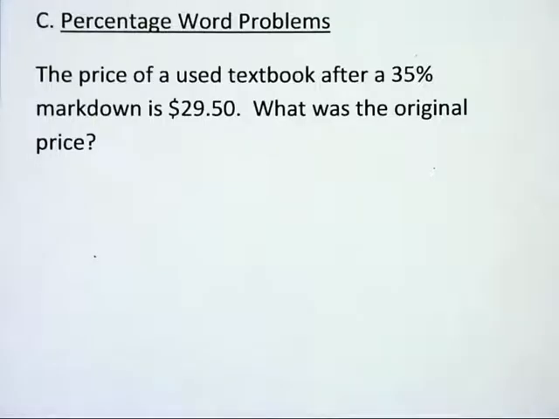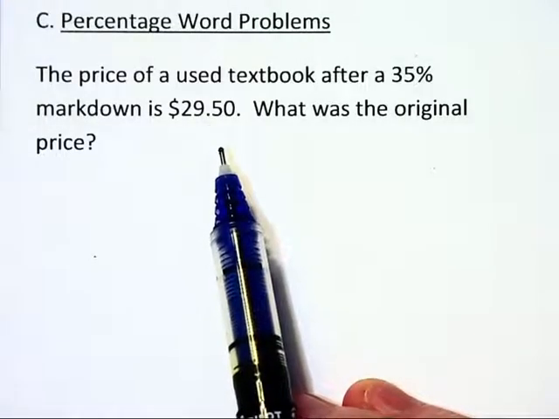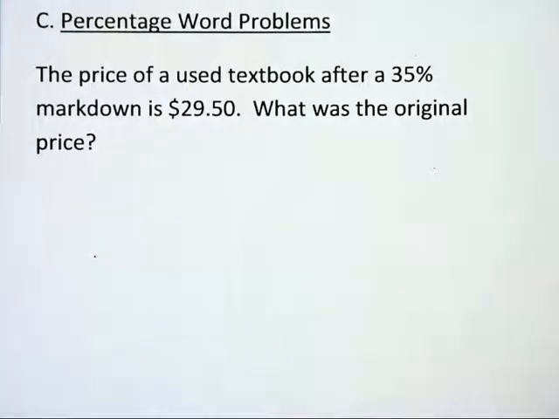Let's look at a couple of percentage word problems. The price of a used textbook after a 35% markdown is $29.50. What was the original price? I'm going to take an algebraic approach here.